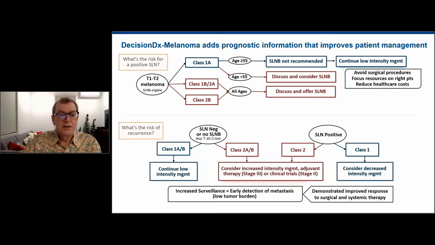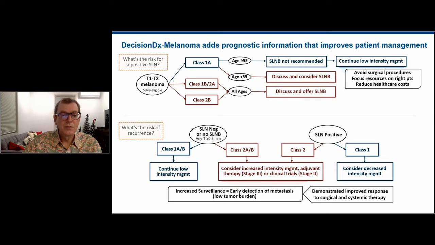How about recurrence risk? Well, if you use this as the lead-in for determining whether or not to get sentinel lymph node biopsy status and you have someone that comes back sentinel lymph node biopsy positive, for patients that are class 1, the medical oncologist as well as the dermatologist may consider decreased intensity. For sentinel lymph node biopsy patients that are class 2, those are patients that you want to put on high intensity. In most cases, that's going to involve imaging at least every 6 months for the first couple of years. And for certainly the highest risk patients, you may want to consider trials or adjuvant therapy.